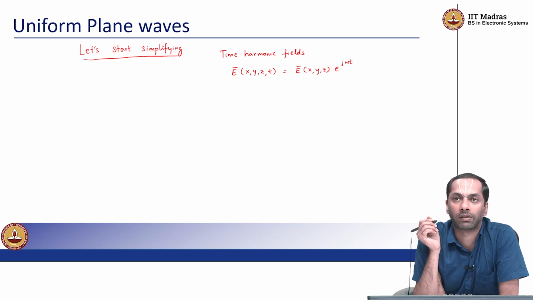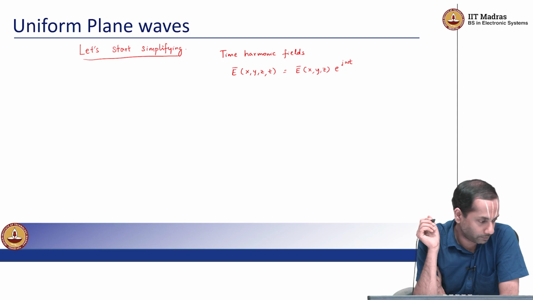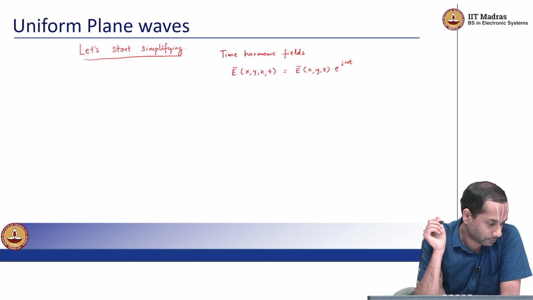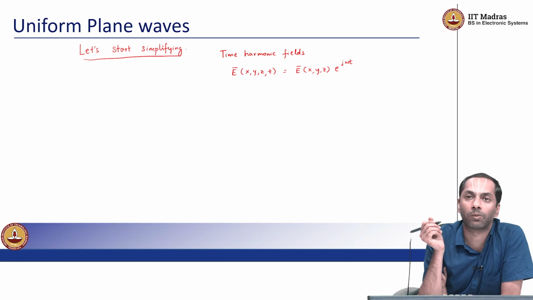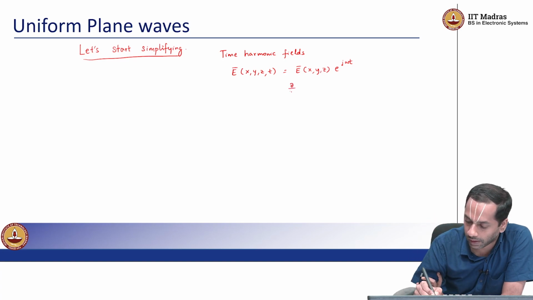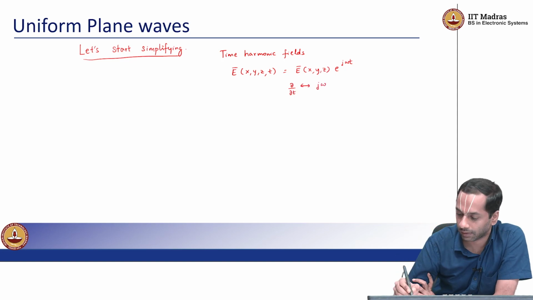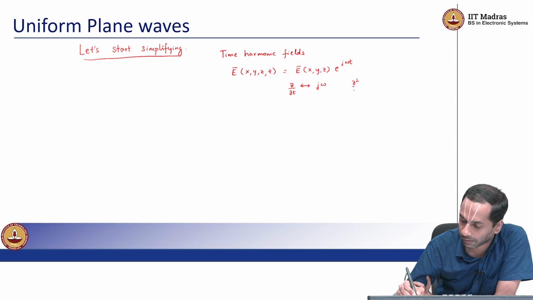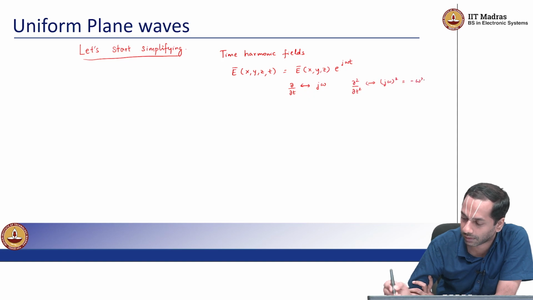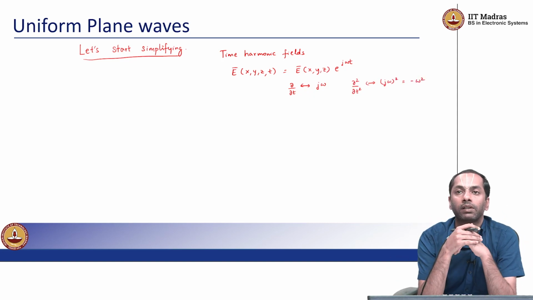So the same phasor notation that we used for voltages, we'll use here. Remember, the actual electric field is just the real part. When we take this e to the j omega t format, remember that dou by dou t gets replaced with j omega, and the second derivative is j omega the whole squared, which is minus omega squared. So I replace the second derivative with minus omega squared and the first derivative with j omega.